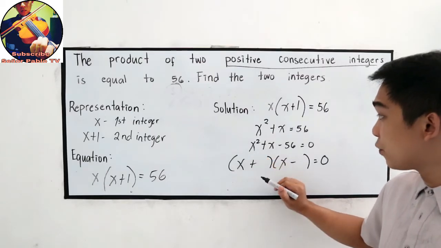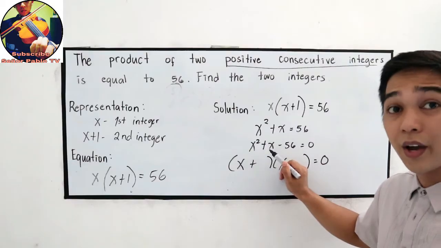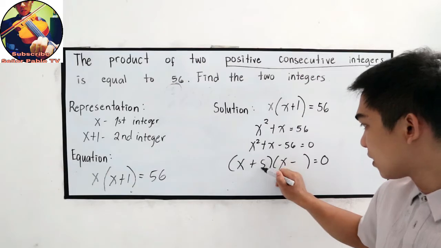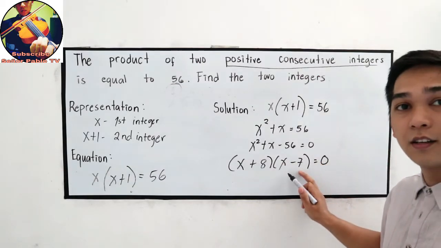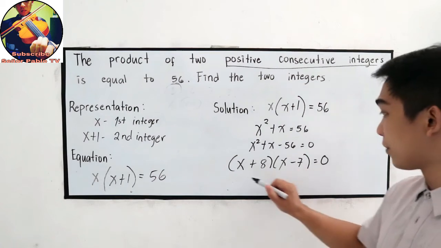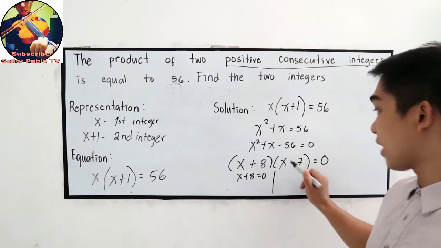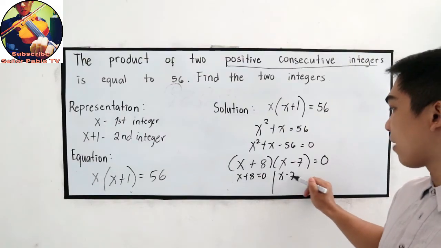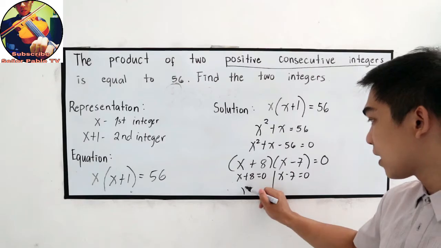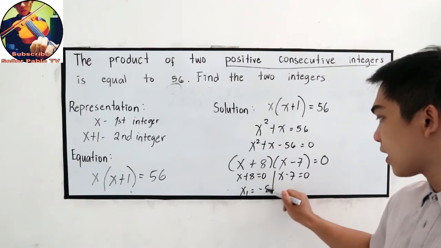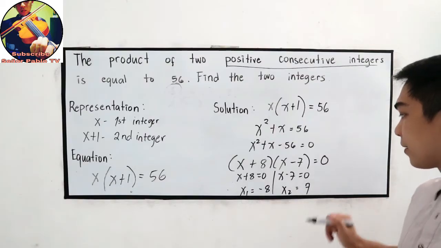So which is positive, which is negative? Since this is 1, so 8 will be the positive, then 7 will be the negative. Okay? Then equate to 0. X plus 8 is equal to 0, and the other one, x minus 7 is equal to 0. Now solve for x. X sub 1 is equal to negative 8. X sub 2 is equal to positive 7.